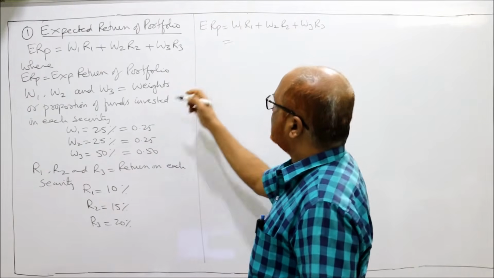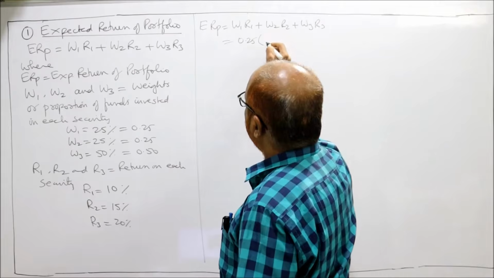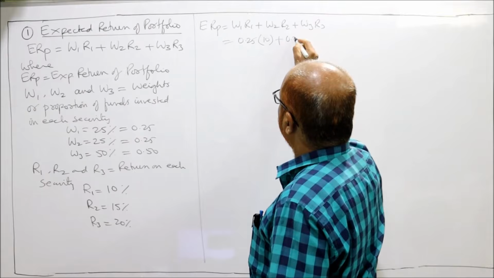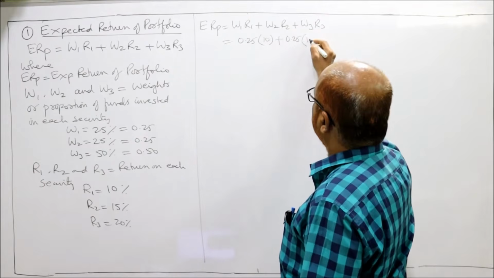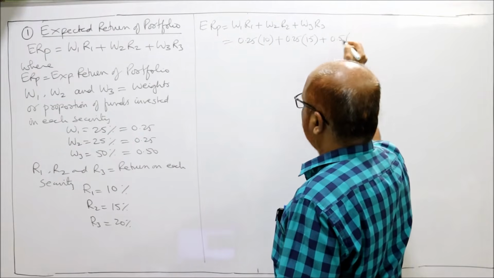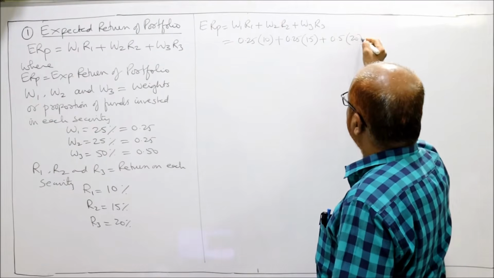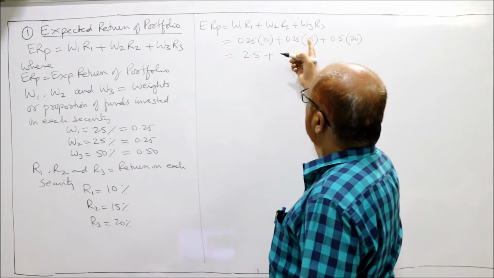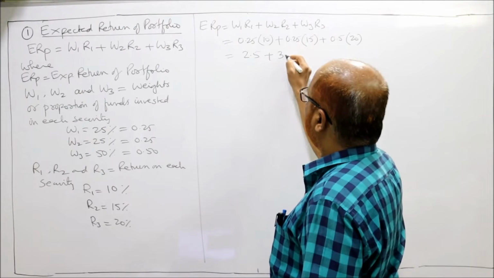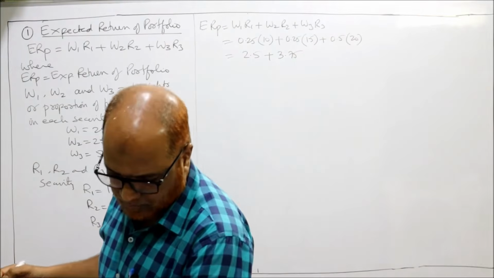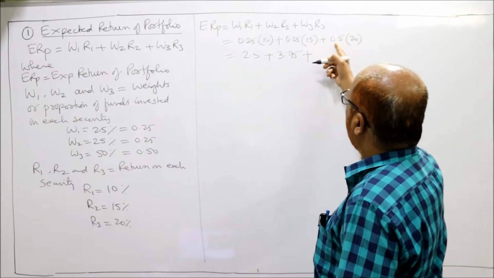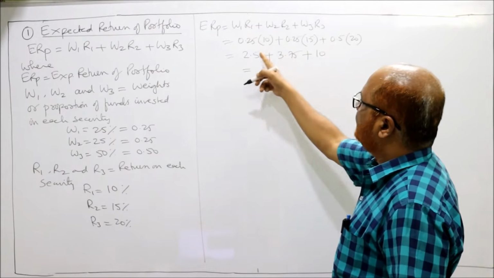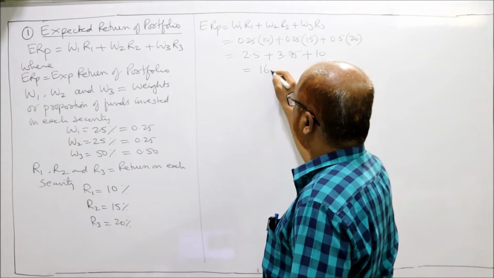What is the weight here? 0.25, into what is the return? 10%. Plus 0.25, return is 15%. Plus 0.5, return is 20%. So 0.25 into 10 is 2.5. 0.25 into 15 is 3.75, I think. It is 3.75, right? Plus 0.5 into 20 is 10. Now if you add up, 10 plus 3, 13, 14, 15, 16.25.